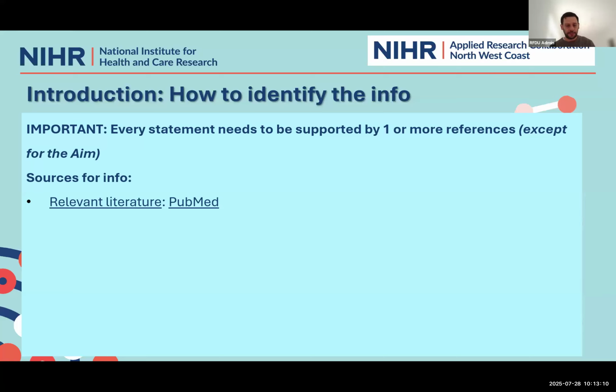In terms of where we can find some information around prevalence and economic impact on the individuals and caregivers, I'm going to give you some examples here. Of course, relevant literature will be the first type of source we might want to explore, and we can use PubMed to do that. I'm going to give you an example later on of how we can use PubMed to identify relevant articles.